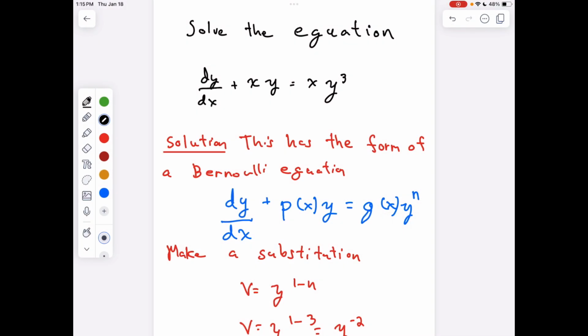All right, hello everyone. So today we have a differential equations problem. Solve the equation dy/dx + xy = xy³.